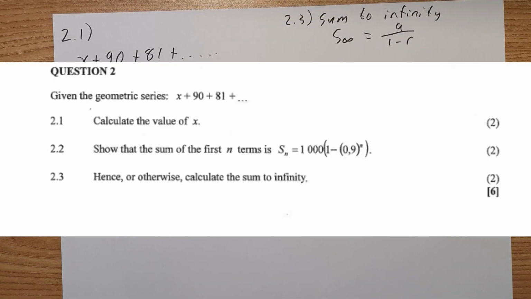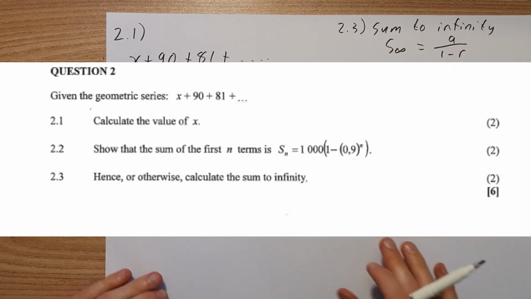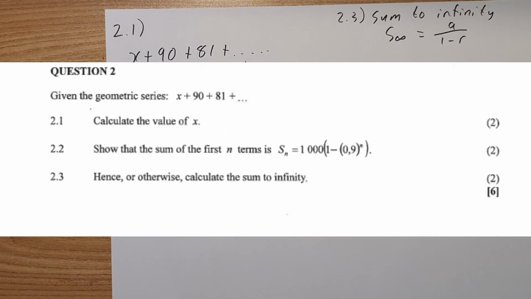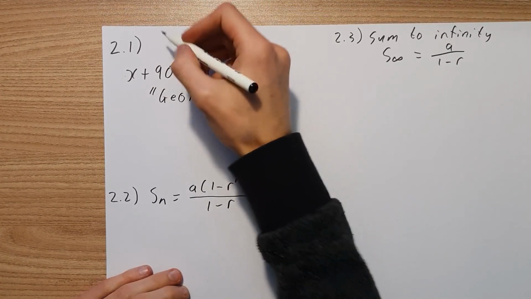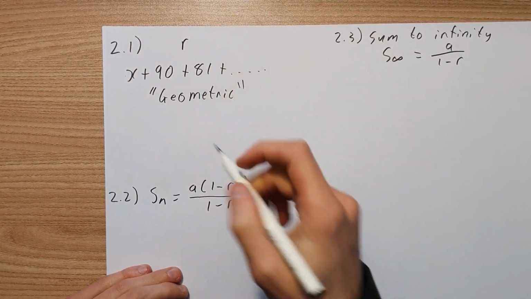Okay, question 2 is looking at series. So they've given us the geometric series. Remember, series means we're summing everything up. So x plus 90 plus 81 plus, continue. Now they've asked us to find x. From our knowledge, we know that a geometric series has a common ratio. So we have a common ratio of r.